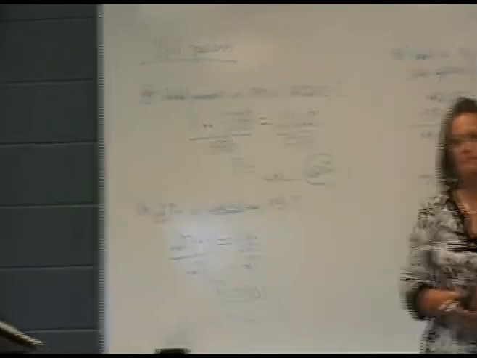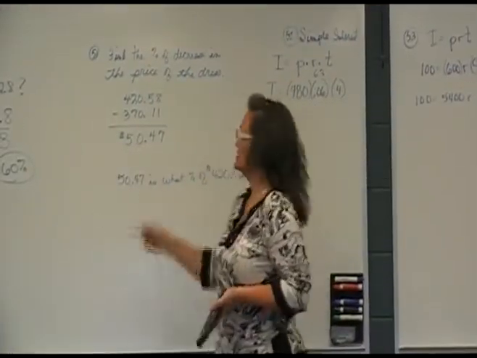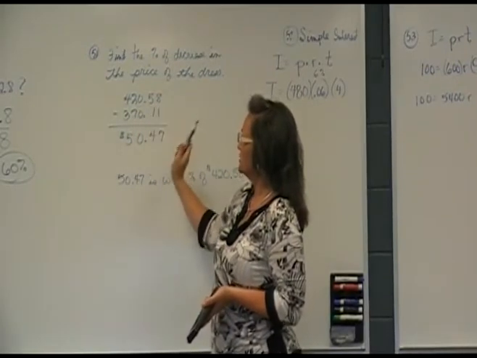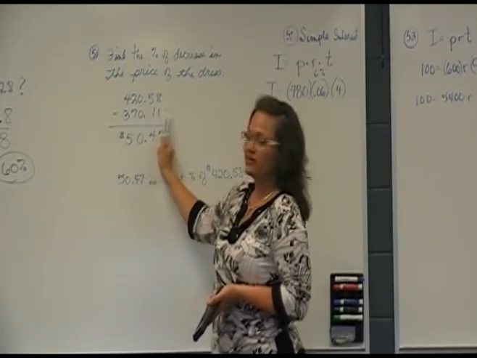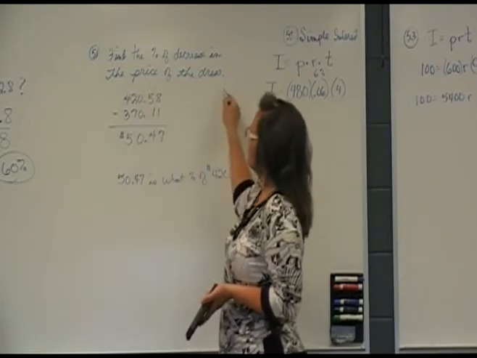Okay, number 51, a little more application to this one. We have a dress going on sale. It was a $420.58 dress on sale for $370.11. So it says find the percent of decrease in the price of this dress.